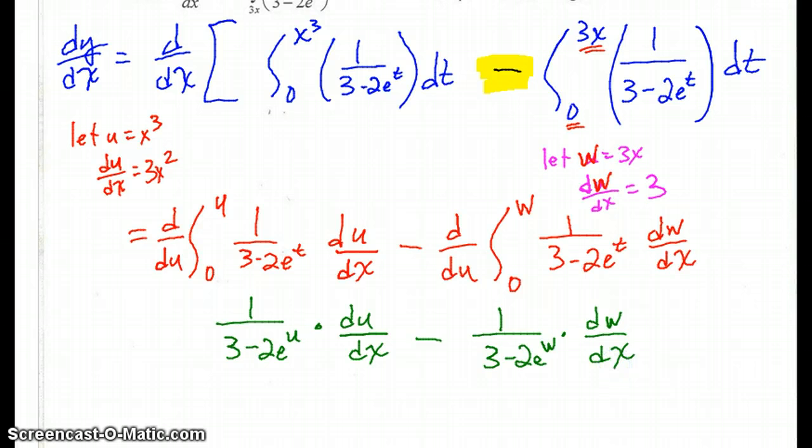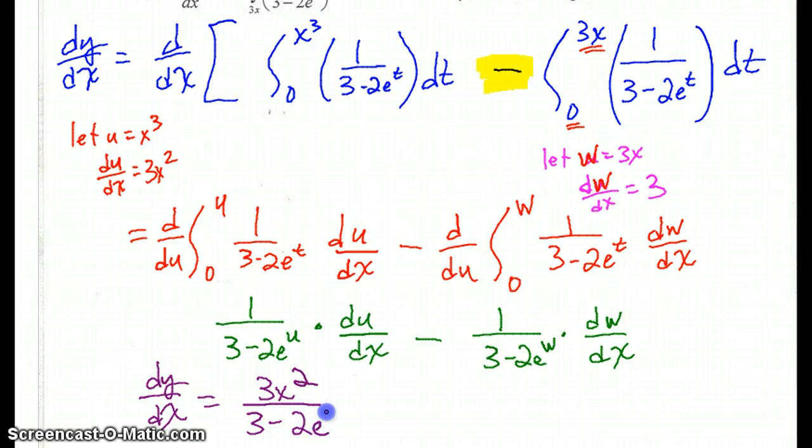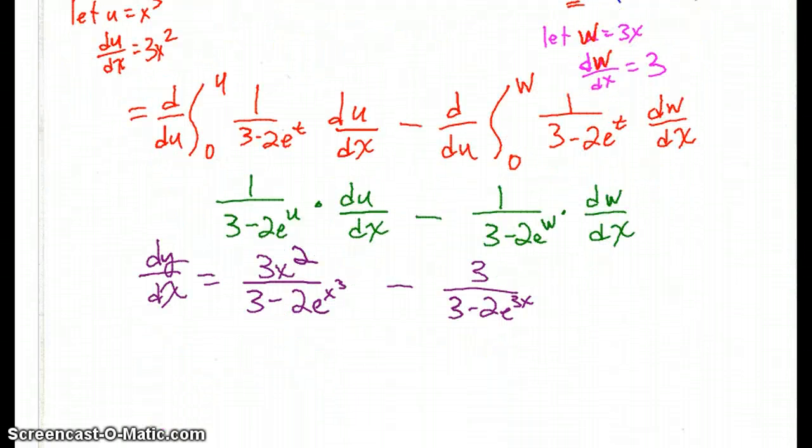If we substitute in appropriately, we would have dy dx equal to 3x squared over 3 minus 2e to the x cubed minus 3 over 3 minus 2e to the 3x. Since we do not have any common terms, this will be our final answer.